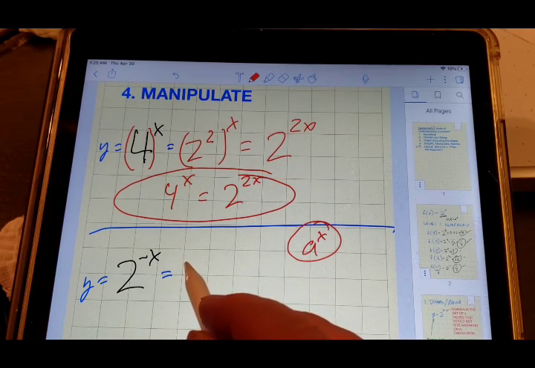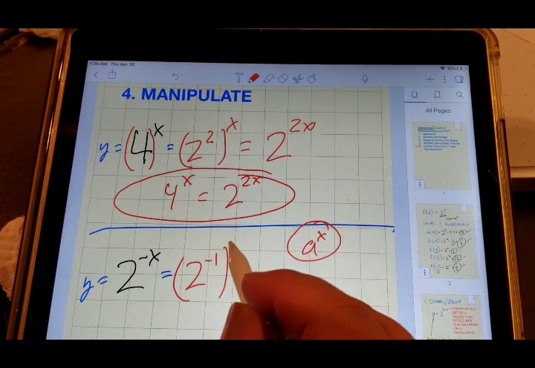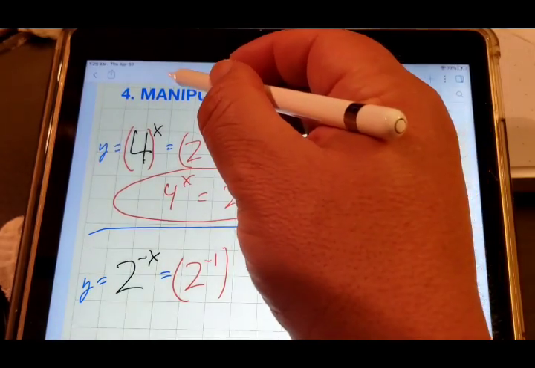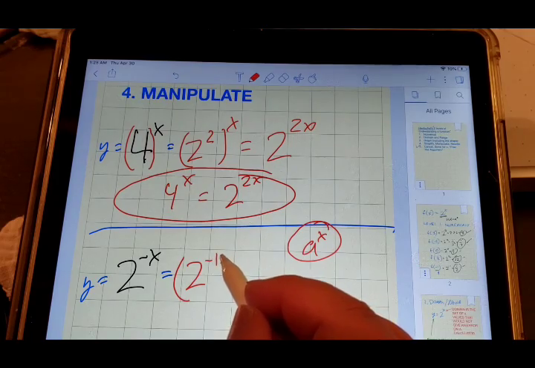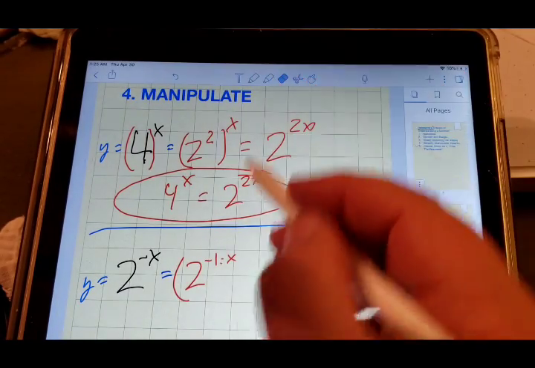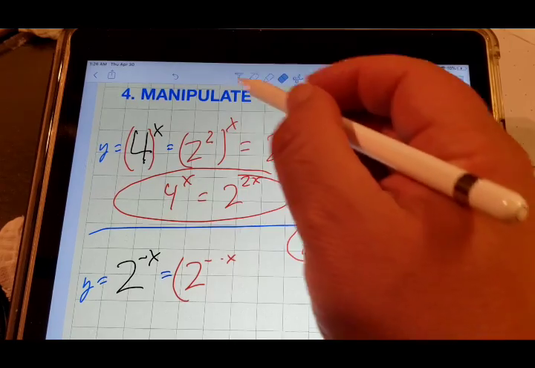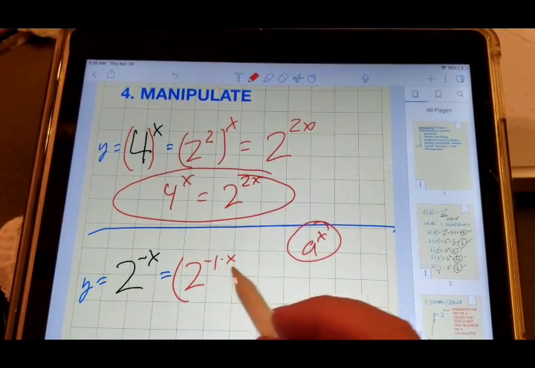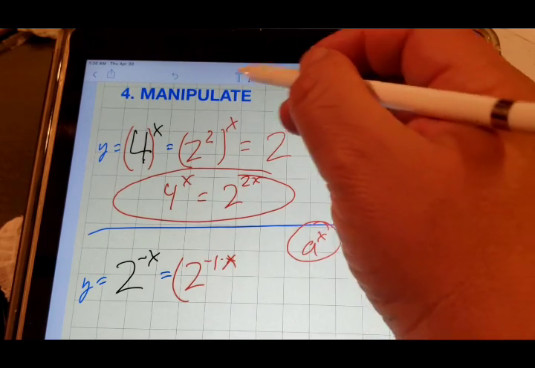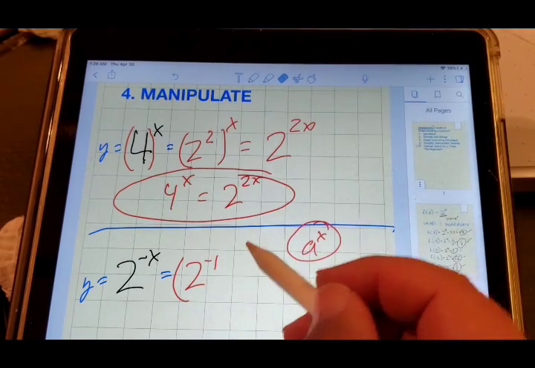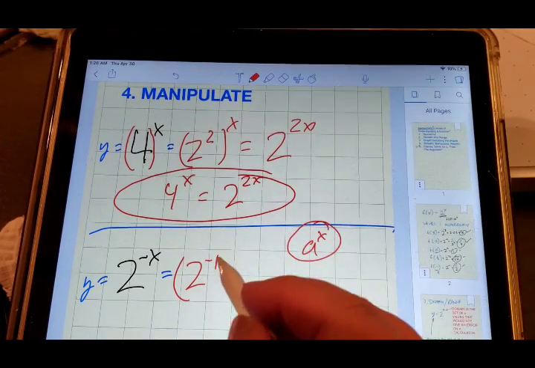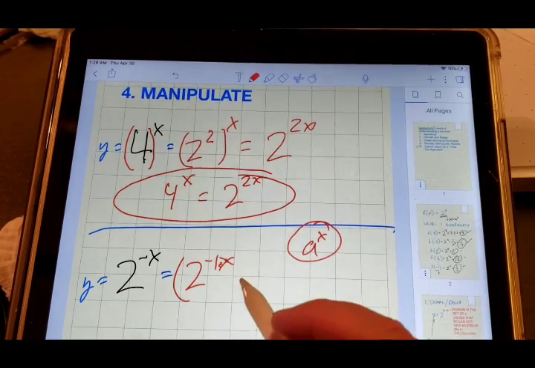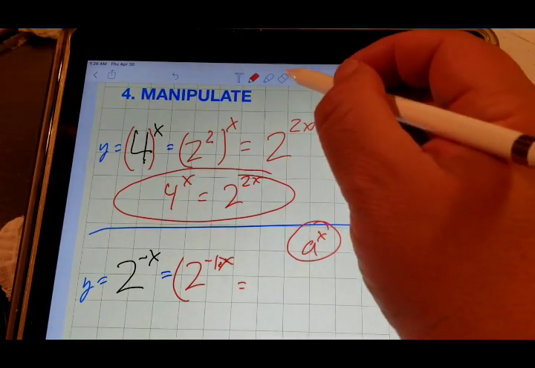All right. So here's the manipulation I'm going to use. I'm going to think of this as minus 1 times x. Minus x can always be thought of as minus 1 times x. You see it. Let me try it one more time.